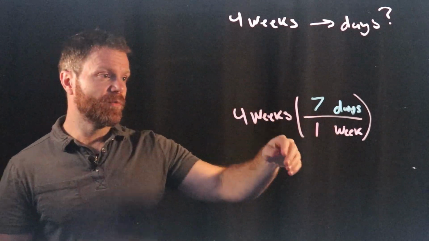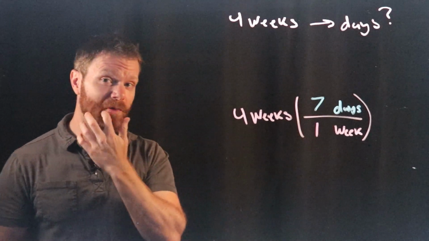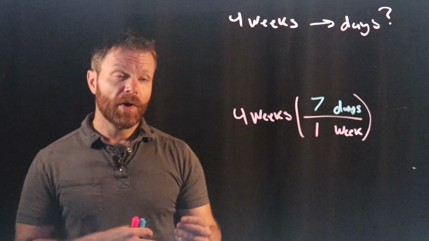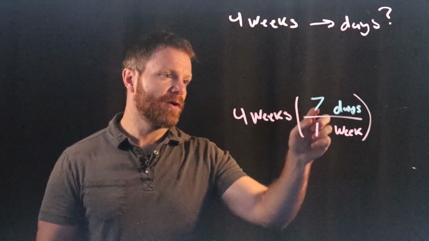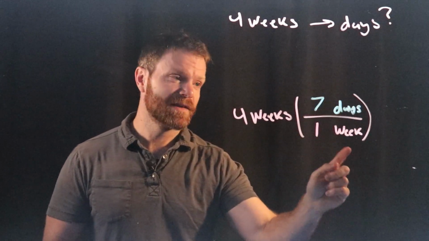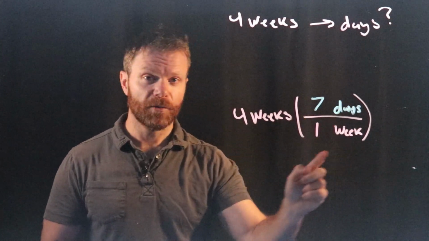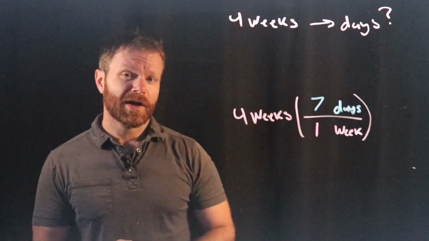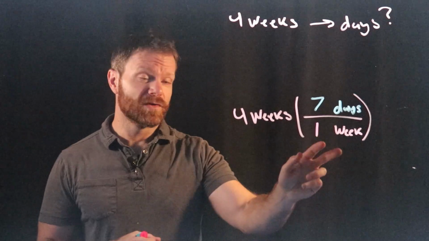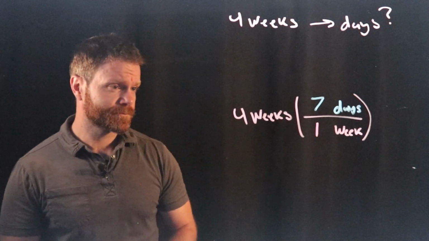There are 7 days to every 1 week. If we flipped it and put the 1 on top and the 7 on bottom, we'd get the wrong answer, but we'd also know it was wrong just by looking at our conversion factor, because we would know there aren't 1 day to every 7 weeks, there's 7 days to every 1 week. So if you think about your conversion factor logically, you can kind of catch yourself making mistakes and make sure you set it up the correct way every time.